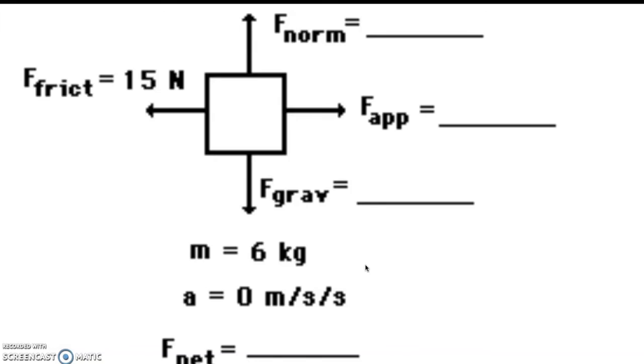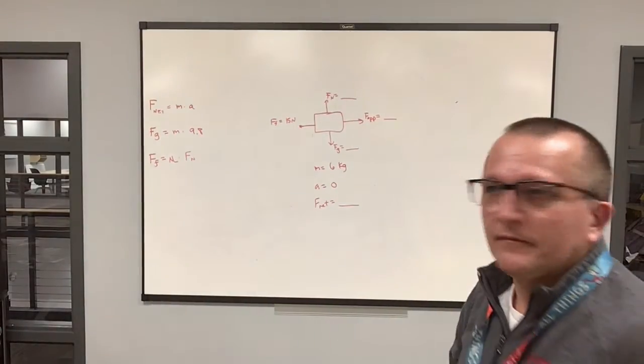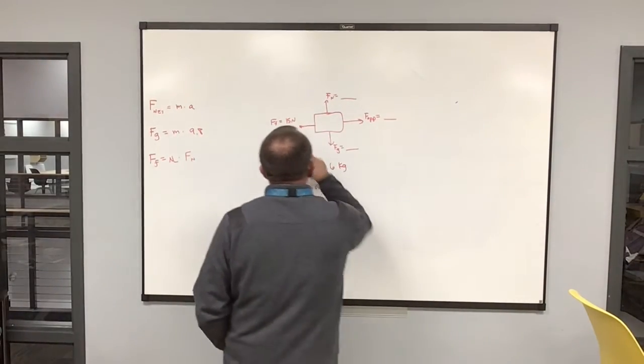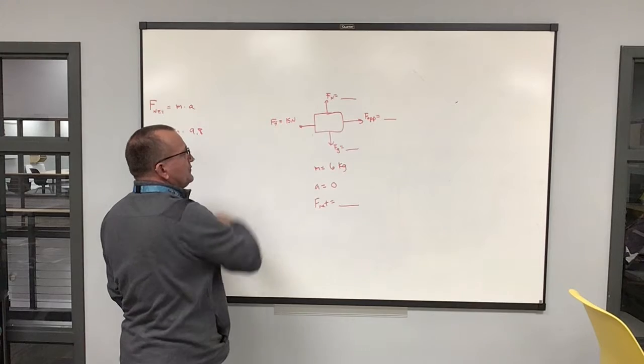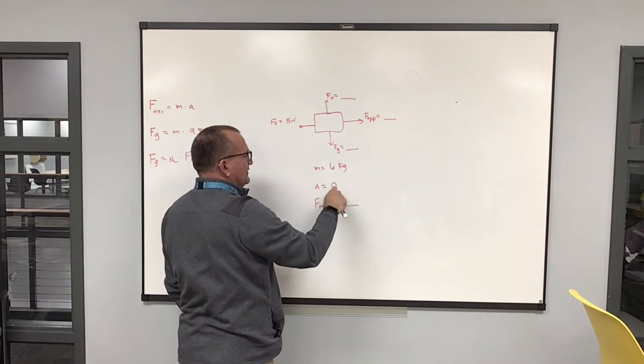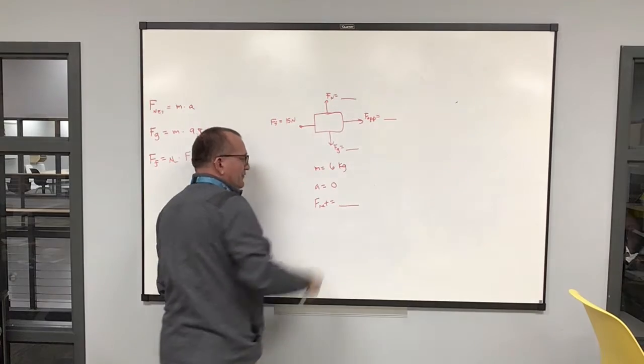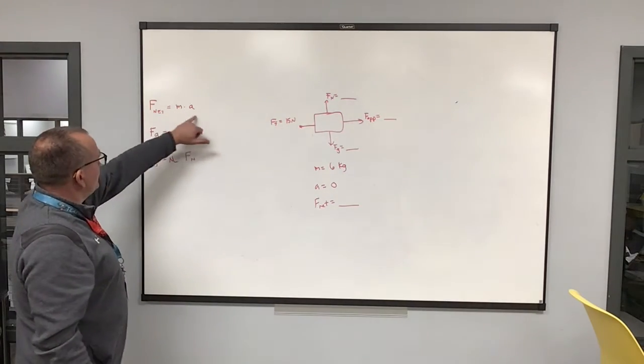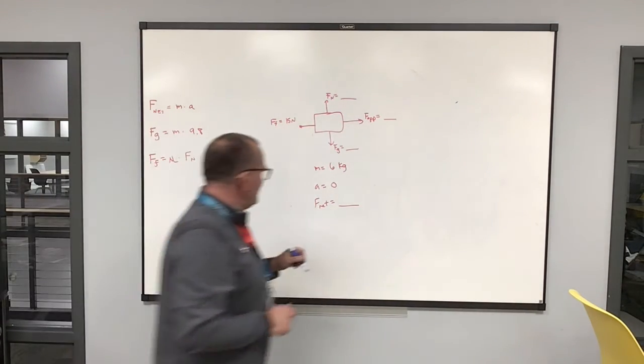Do this now. All right, so here we got friction, 15 newtons back. We don't know normal, gravity, or applied force. We know our mass is 6, acceleration 0, and we don't know net force. As soon as I know mass and acceleration, I can solve for a net force. So we're going to do that first.